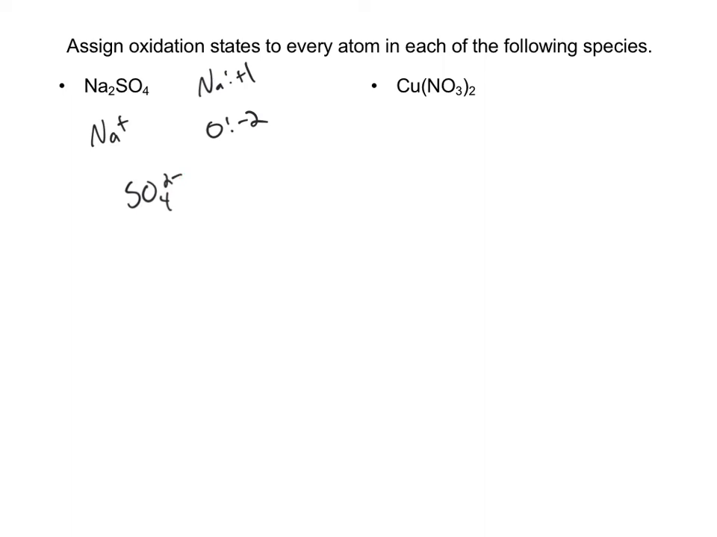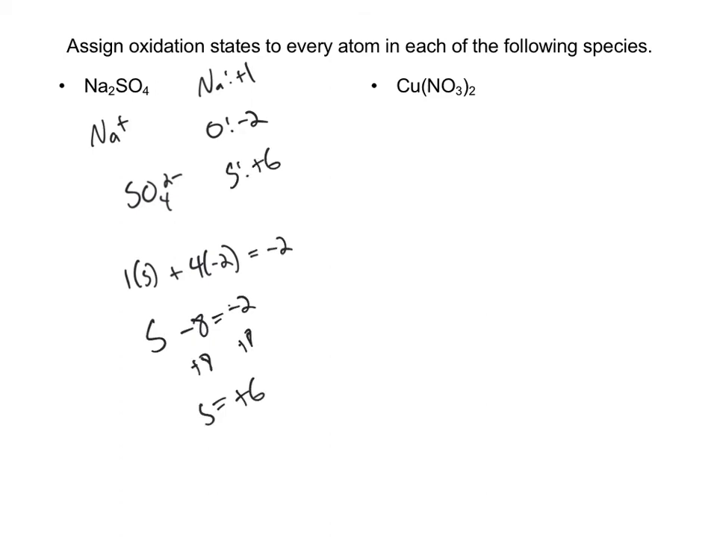So I have 1 sulfur, I have 4 oxygens, each one is negative 2, and then they have to add up to be the overall charge, so they have to add up to be negative 2, and so S minus 8 is negative 2, so I'll add 8 to both sides, so sulfur is plus 6. So the oxidation states in sodium sulfate: sodium is plus 1, oxygen minus 2, sulfur plus 6.